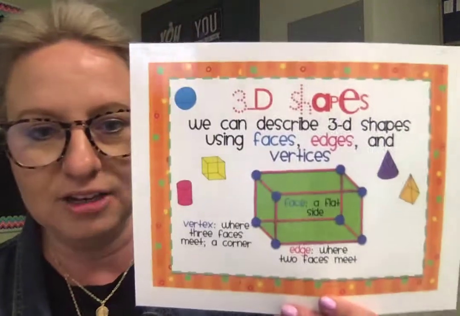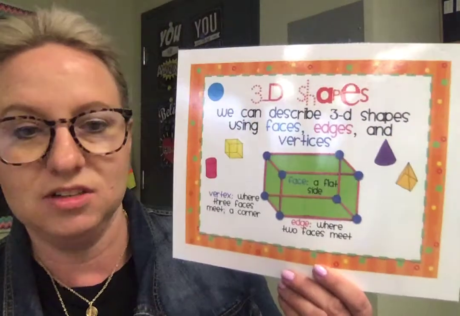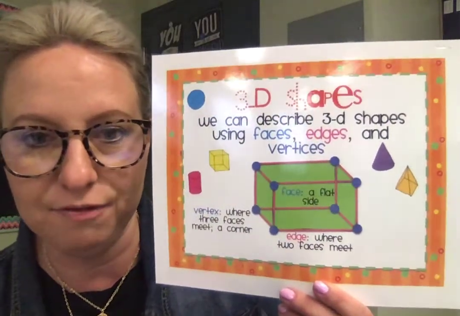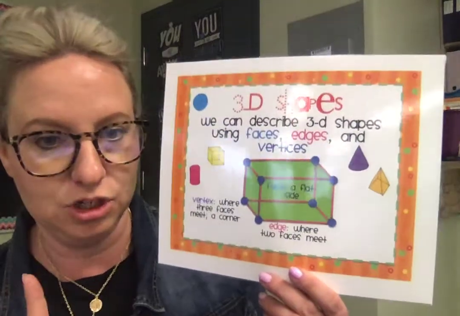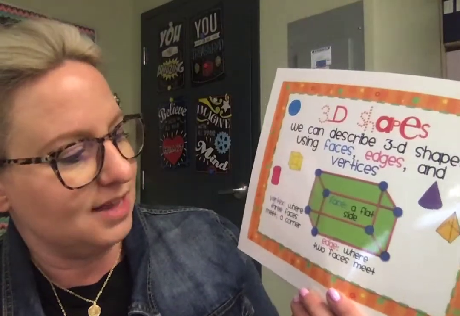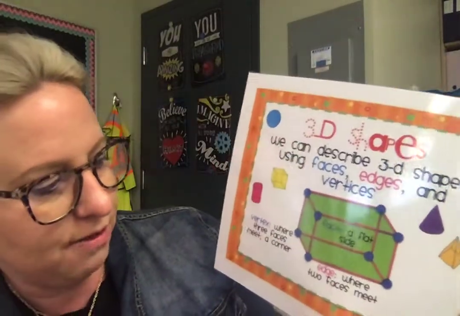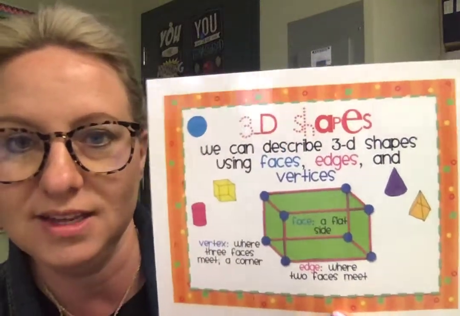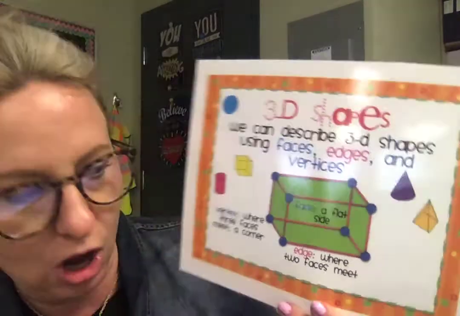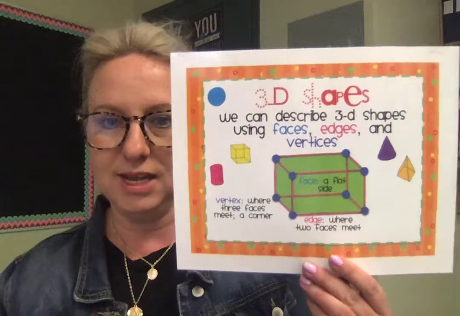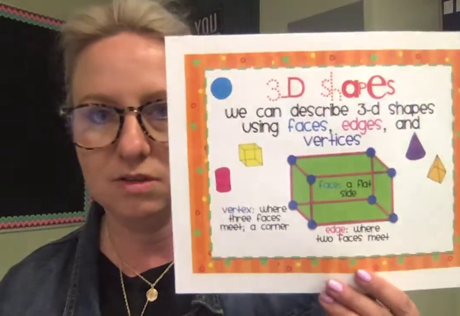Now, some of the attributes of a 3D shape, when we describe them, we can say that they have faces, which means the flat part of a 3D shape, and I'm going to show you that in a minute. Or we can say they have a vertex or vertices, and that is where the three faces meet in one corner. So that's like the point on a shape or a corner of an object. And then we can say that they have edges, and that's where the two faces meet. That's the line that they meet. And I'm going to show you some specific examples in just a minute.